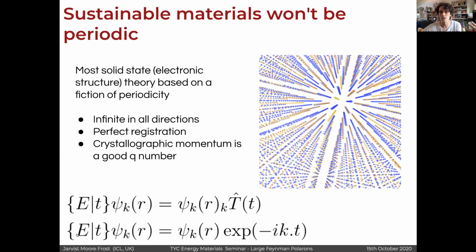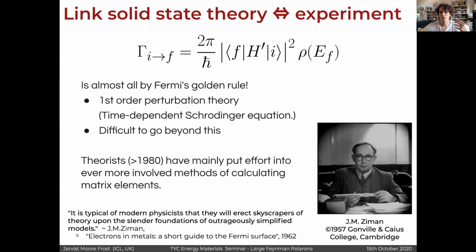And yet a lot of our solid state theory, which developed in the 1950s, is based on this fiction of periodicity. You need your lattice to be infinite in all directions and to have perfect registration. And then you have a crystallographic momentum, which is a good quantum number. The other issue we have is that, particularly since the 1980s, we've got very, very good at calculating matrix elements. That's the object between the bra and ket in Dirac notation, which is then squared.